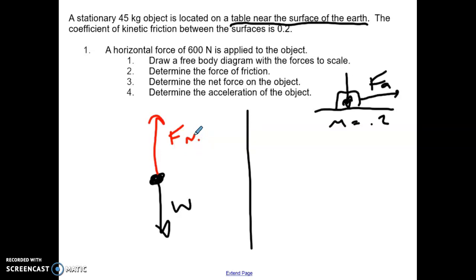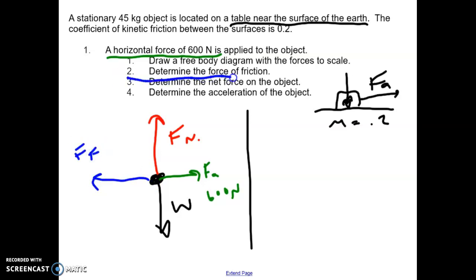Is there a force that is applied to the object? Yeah, that force is going to be called Fa, which we know is 600 newtons. And finally, there's going to be another force right here, which is called the force of friction, which in number 2 is what we have to actually calculate. That's the free body diagram here in number 1.